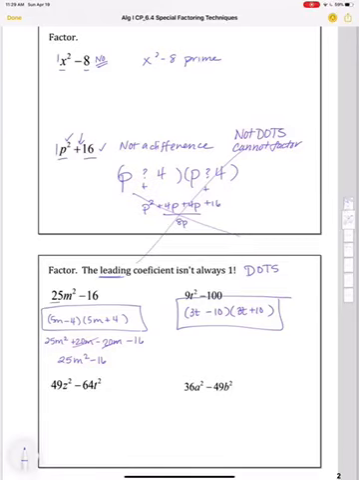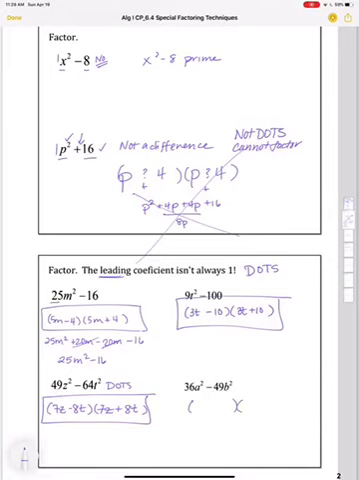49z squared. Is that a perfect square? Yes. Is 64t squared a perfect square? Yes. This is the difference of 2 squares. It's difference because there's subtraction in the middle. All right, so we get 7z minus 8t and 7z plus 8t.